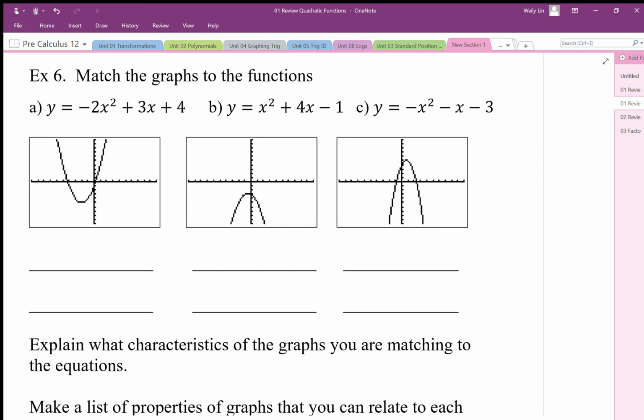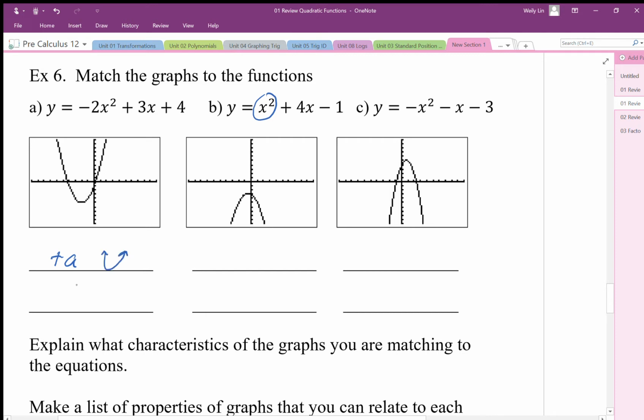So we can match these graphs to these equations by looking at a few properties. Okay, so the first thing that we're going to look at, let's take a look at the first one. We can see that this parabola opens up and has a y-intercept, looks like it's just under 0 there. So what we can do is look at these equations and look at the leading coefficient and see which one opens up. Okay, so what we're going to look for here is a positive A coefficient. Okay, so it's opening up in this direction.